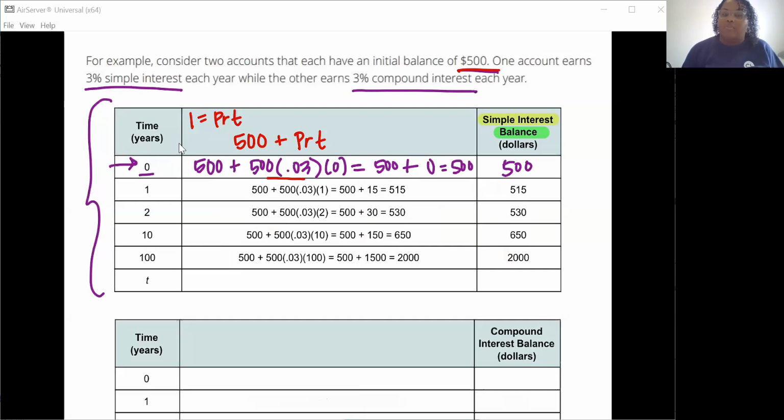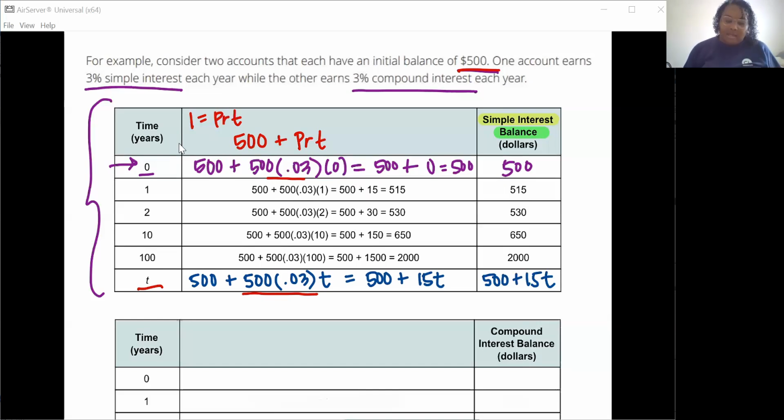Now that last row is asking for me to come up with a general formula. So that means for any time t, what will that look like? So I'm going to use the exact same formula that I've been using here. So we're going to take 500 plus my principal, which is 500. My rate is 0.03. And then we're using t for time because we're not given a specific value there. When I simplify this, I get 500 plus, as I complete this multiplication here, I get 15t. Can't simplify that any further, so that ends up being my general formula here.